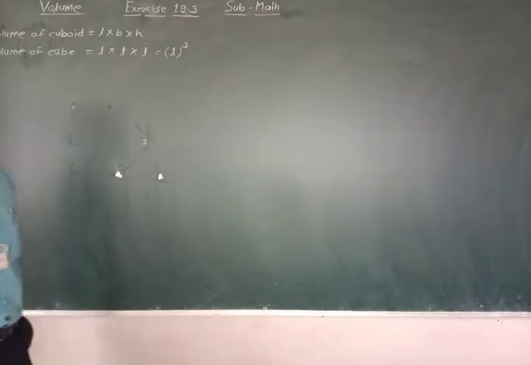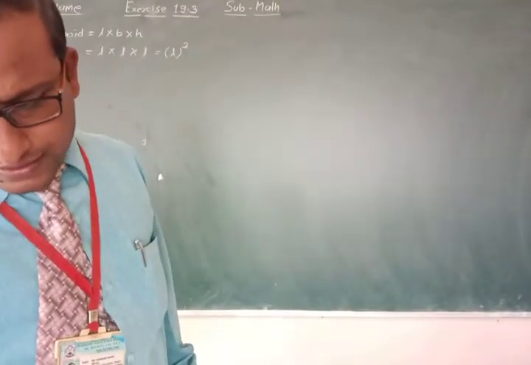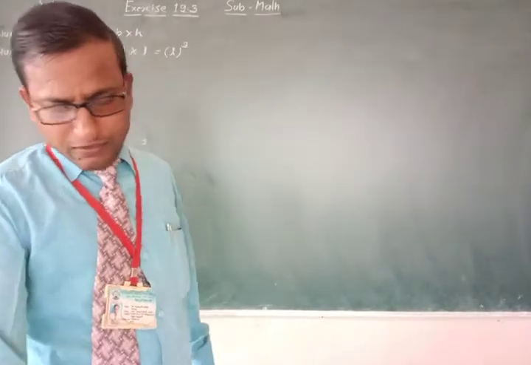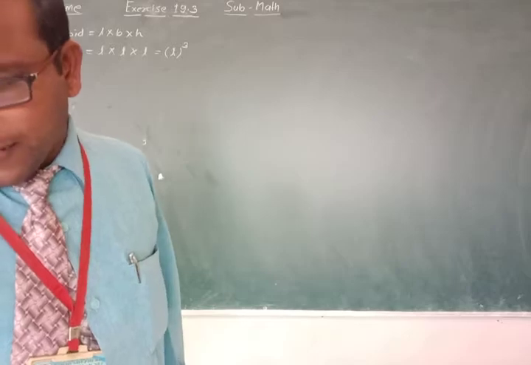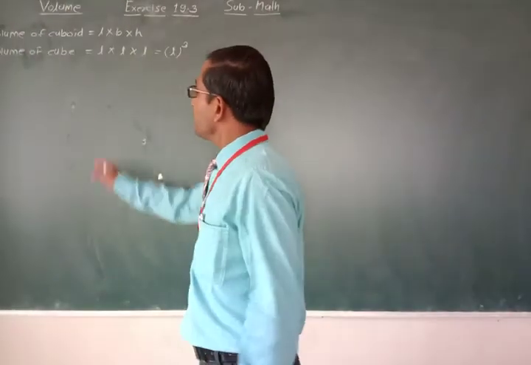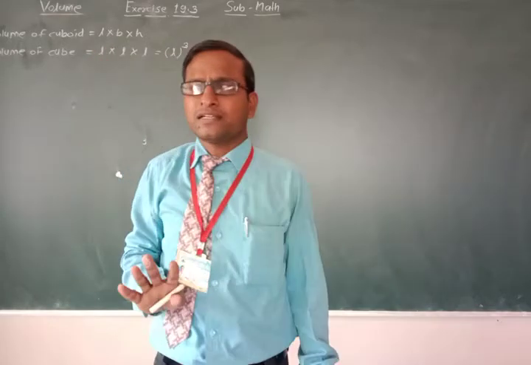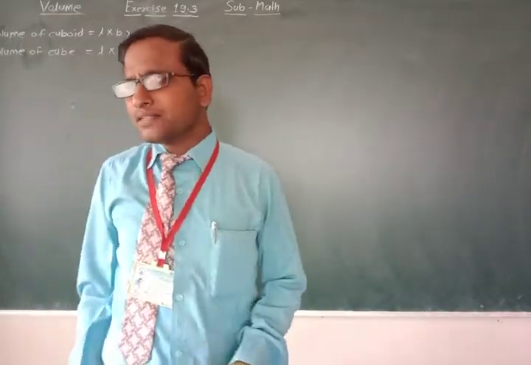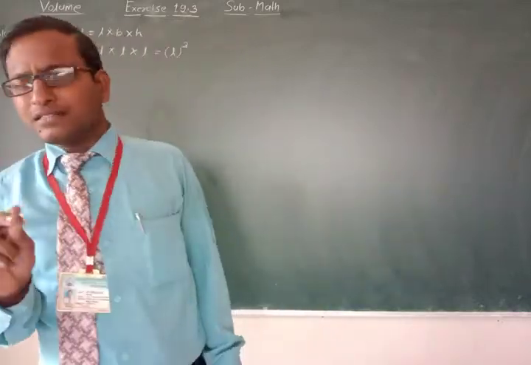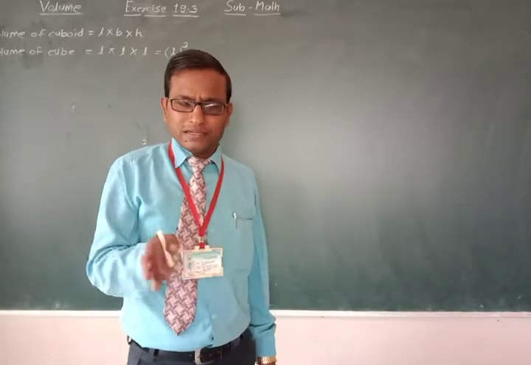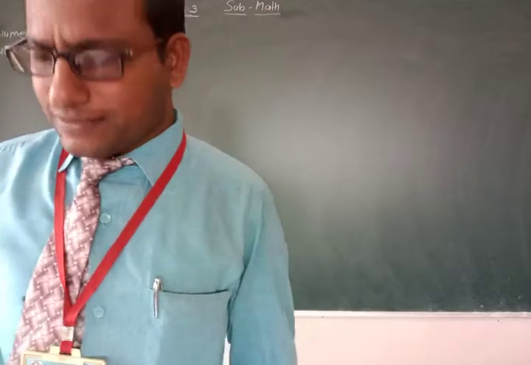In our first exercise, only a diagram is given, so you don't do this. In exercise 19.2, the first question is to find the volume of cuboid. Length, breadth and height are given, so put all these values in the formula L, B, H and only do the multiplication. You know how to multiply numbers. First multiply two numbers, get the answer, and then multiply by the next number. So we get the volume of cuboid.